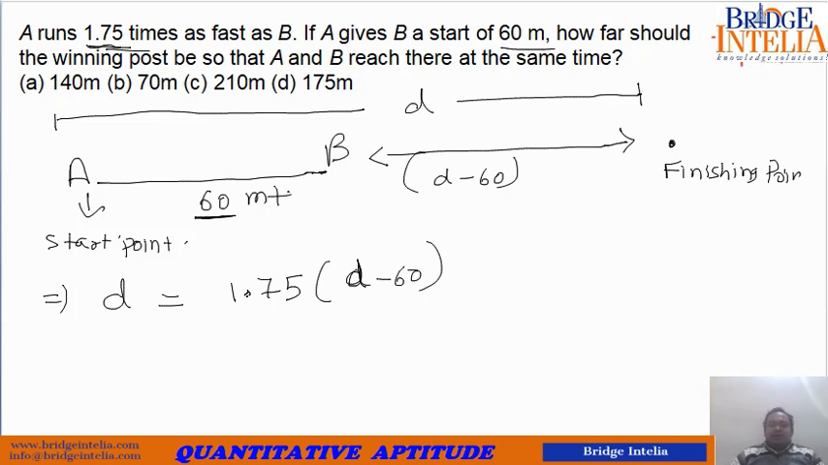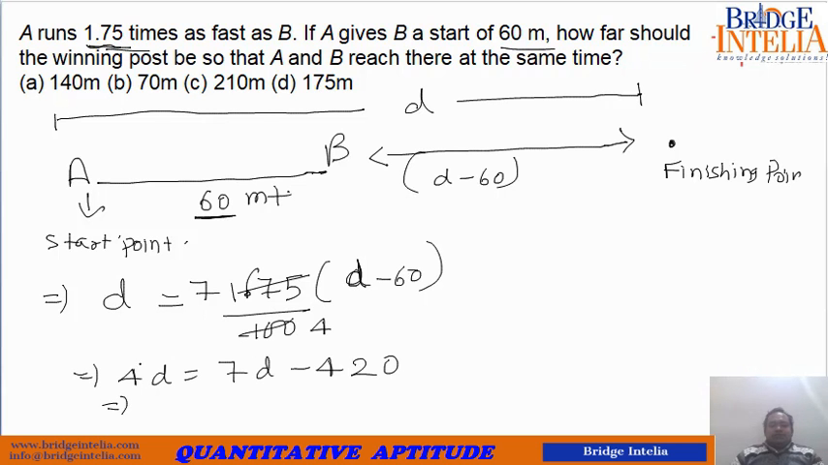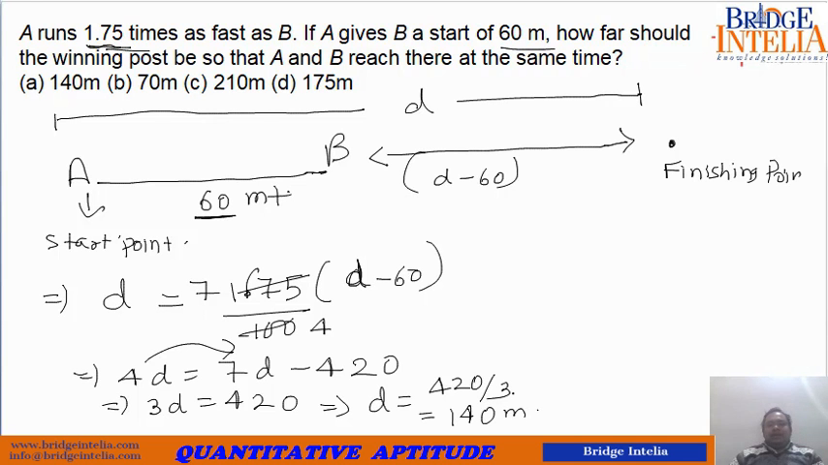So let's solve this. 1.75, if you remove this decimal, you can write it this way. So 175 and 100 both are multiples of 25. So cancel them out. So 7 by 4. So this means 4D is equal to 7D minus 420. So switching the sides of variable. So 3D is equal to 420. So from here you can conclude that D is equal to 420 upon 3. So that is equal to 140 meters. So the final answer is 140 meters.